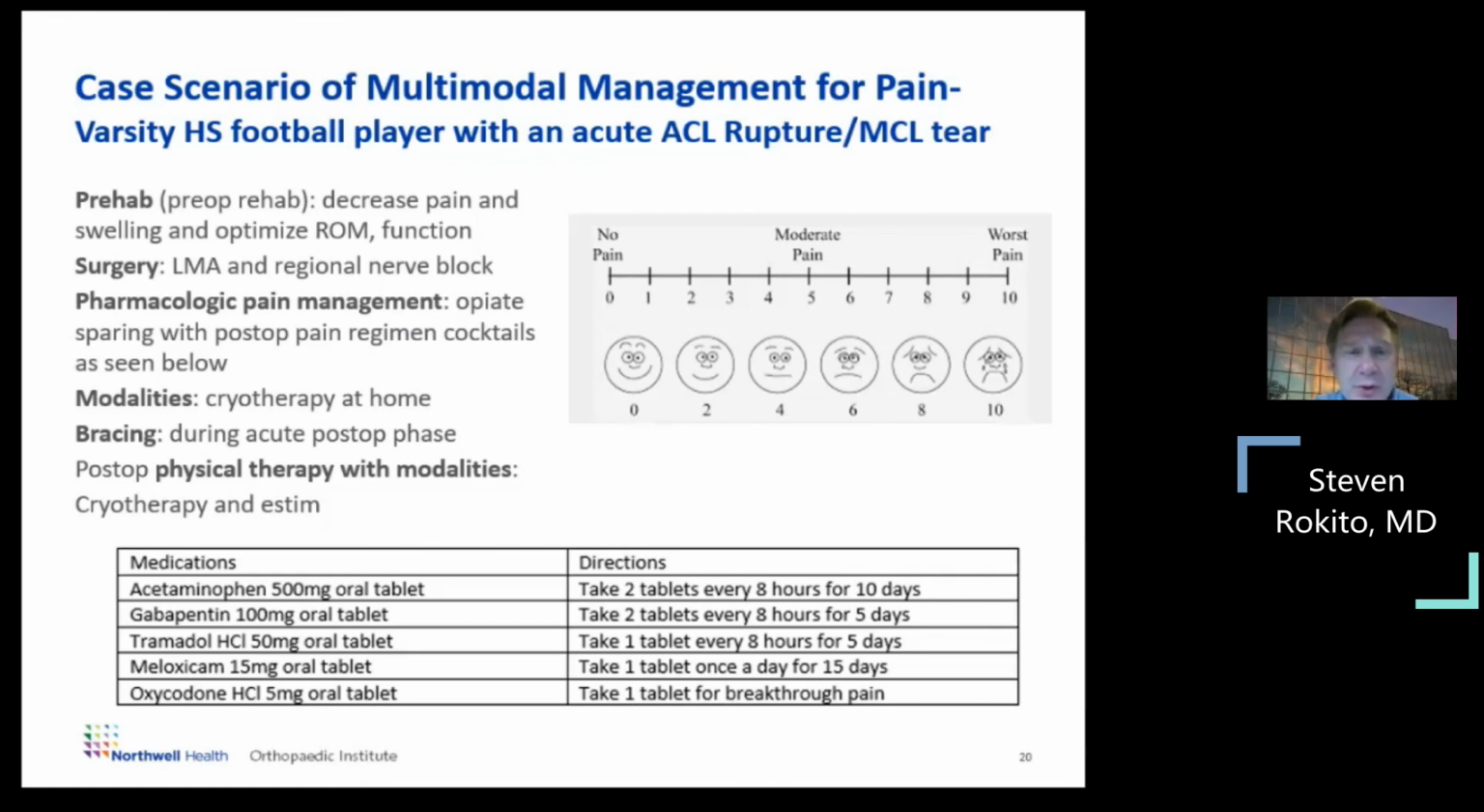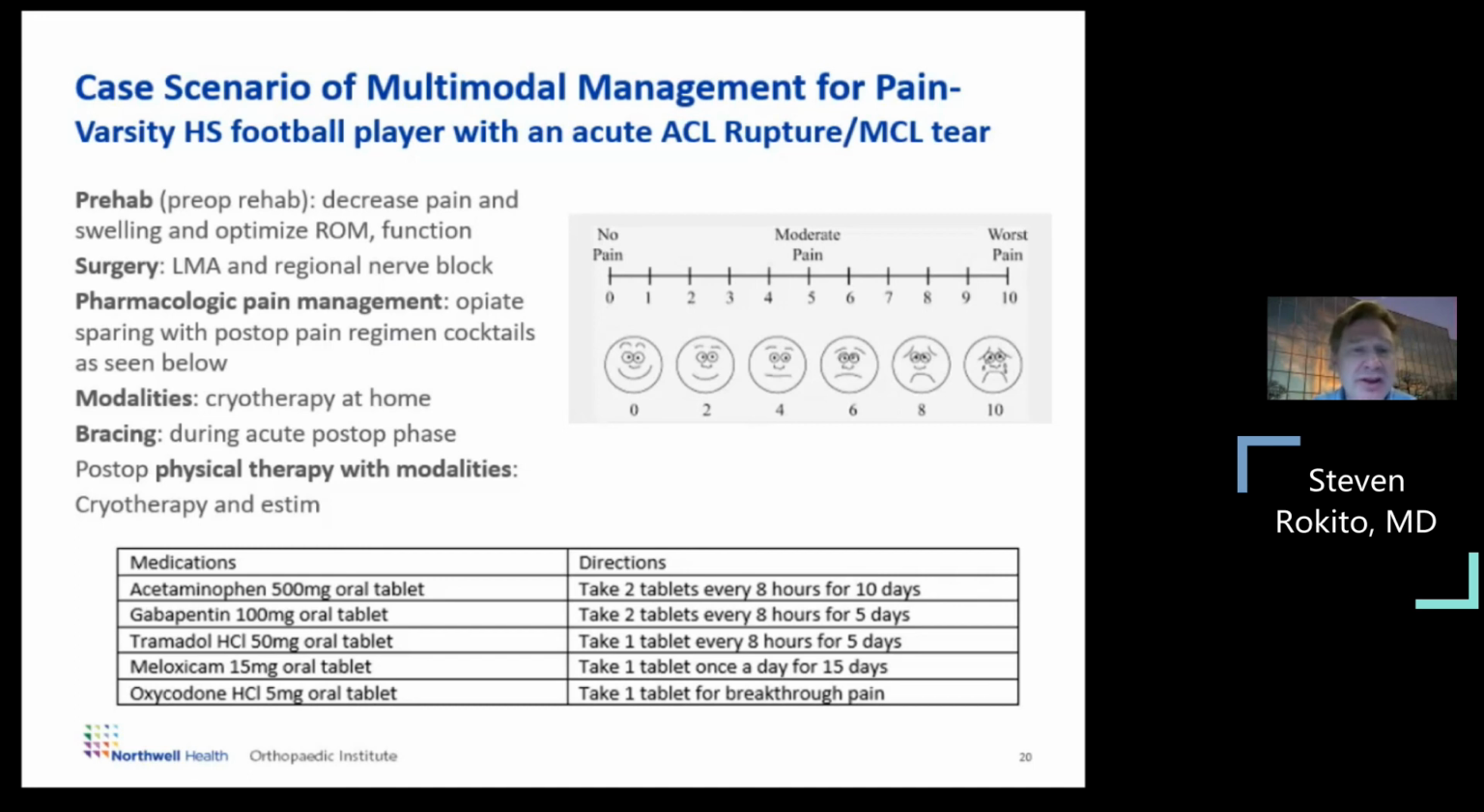cryotherapy to help reduce swelling. We'll get him in some physical therapy to help restore range of motion. We'll give him some anti-inflammatory medication to help control pain. When it comes time to surgery, we're going to use regional block anesthesia in addition to general anesthesia to give him nice pain relief within the first 24 hours after surgery. And then we're going to use pharmacologic pain management with a regimen of combined medications.